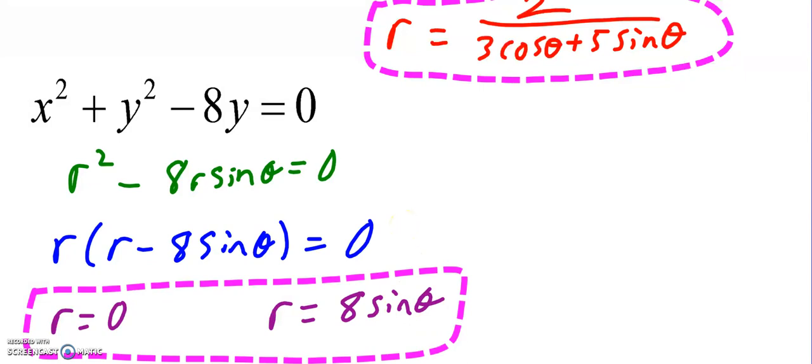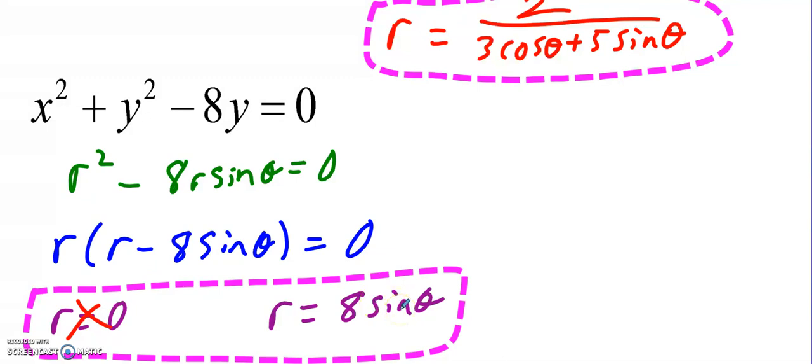So we get r equals 0, but this is not going to be the actual equation, right? Because think about, what is this equation? Well, in rectangular, this is a circle. If you put it into standard form, you'll see that it's a circle with a radius of 4 and a center of 0, 4. So it will go through the origin, or the pole, but it's a circle, so it can't just be r equals 0, because r equals 0 is just the pole. So my equation is actually r equals 8 sine theta.